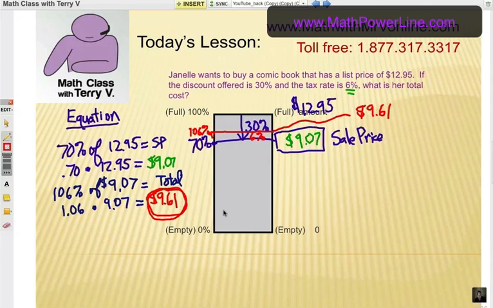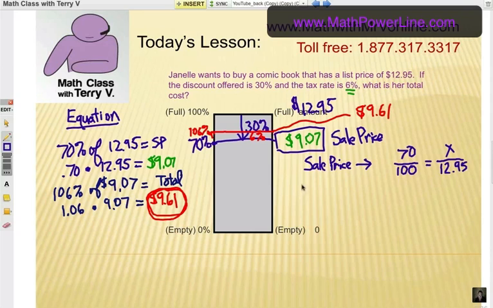All right, let's talk about the proportion method. So remember that we are going to take 100% of the price and we are taking a 30% discount off. Okay, so we're going to work with 70%. Now what I did over here was 70% of the $12.95, and that's essentially what we're going to do here. In a proportion form, we are going to write it this way: 70 out of 100 equals what price out of $12.95? Okay, and as you know, that's going to give us our $9.07.